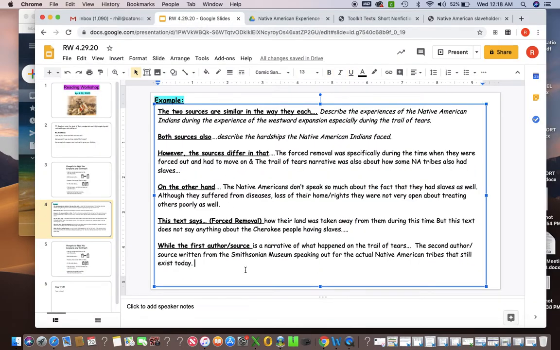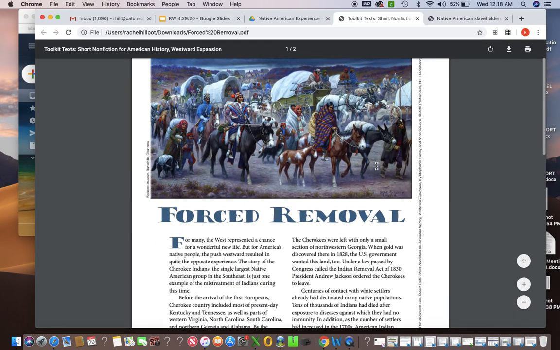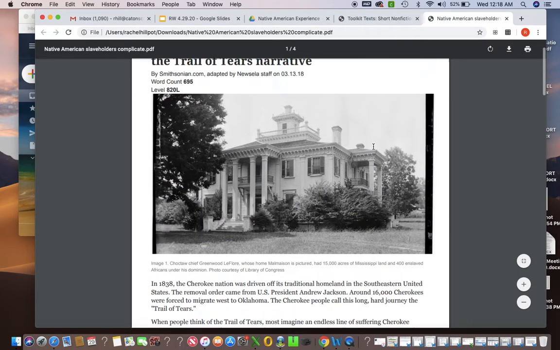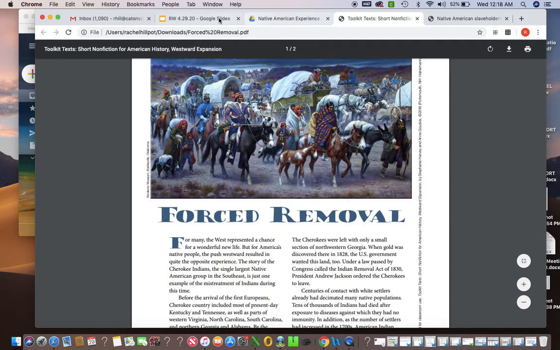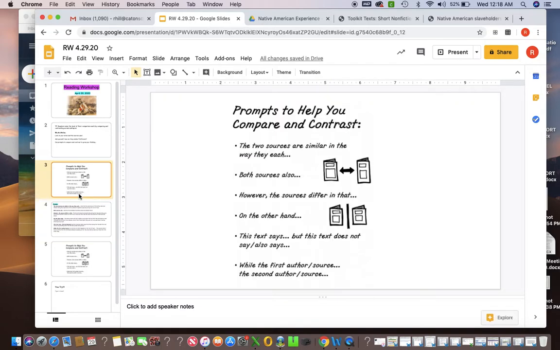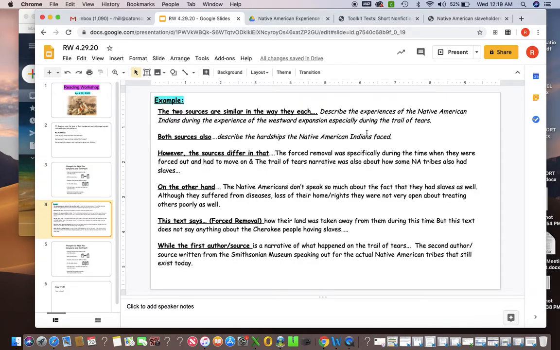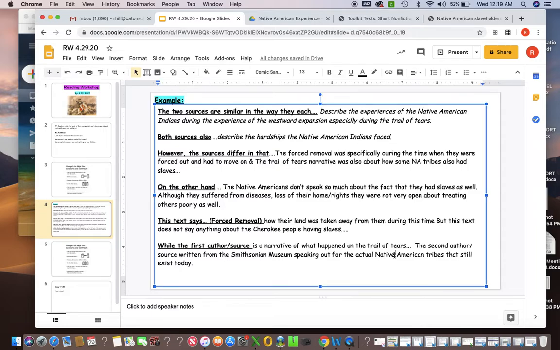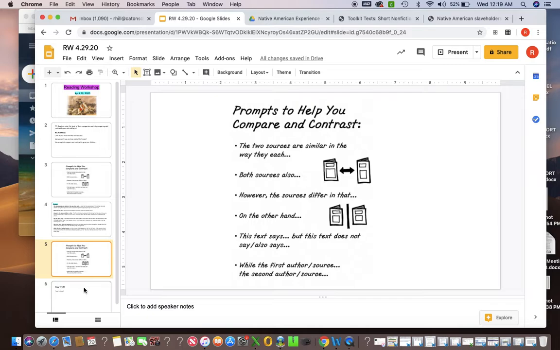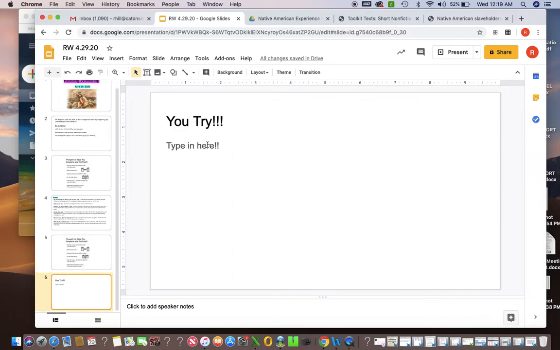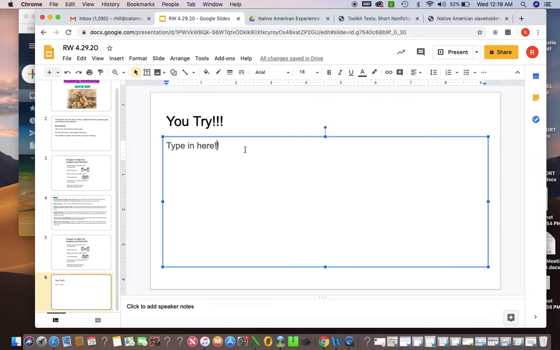So I took my notes, I took my two sources right here, two articles, and I started to look and use these prompts and think, how are they similar? How are they different? What did they do? And then I broke it down and I put all of this right here together. Now, when I say you try, you guys should be trying this with your own topic. Try this with your own topic.